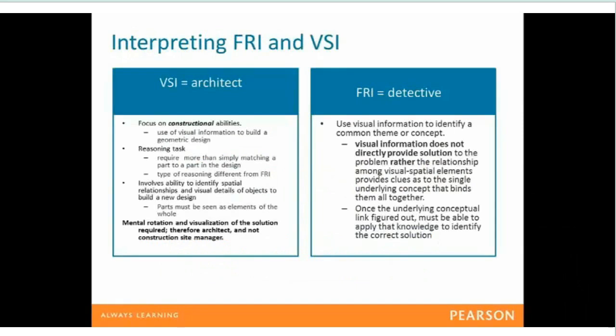So the visual spatial and the fluid reasoning used to be combined into what we called perceptual reasoning. These have been separated out into 2 distinct ways of nonverbal reasoning. Visual spatial really focuses on constructional abilities, figuring out how things fit together to make a meaningful whole. Fluid reasoning is more about being a detective, trying to find out how things are related to each other, using your analogical reasoning skills to find relationships among things.